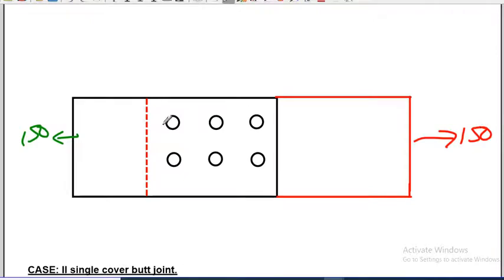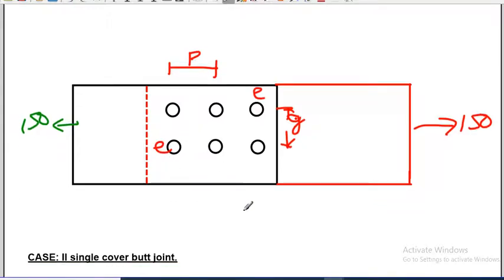So the thing is, only six, so 3 into 2 rows we can give. This is the best way it's going to be. And this distance is called pitch. This is P, and this distance is called G, gauge. Okay, this is your end distance. This also you can take as end distance. This one, end distance, and this edge distance. So let us take same.